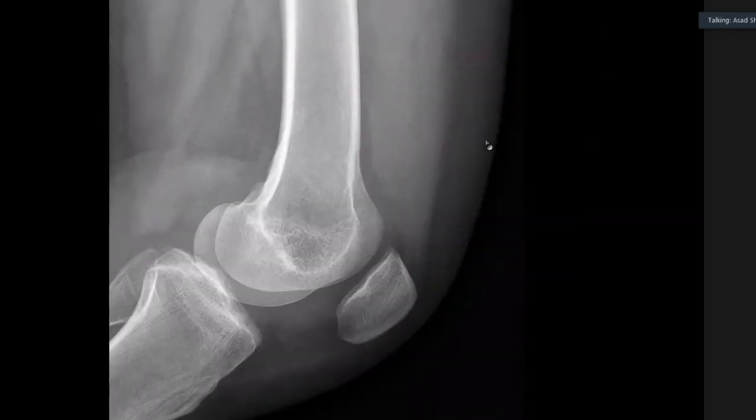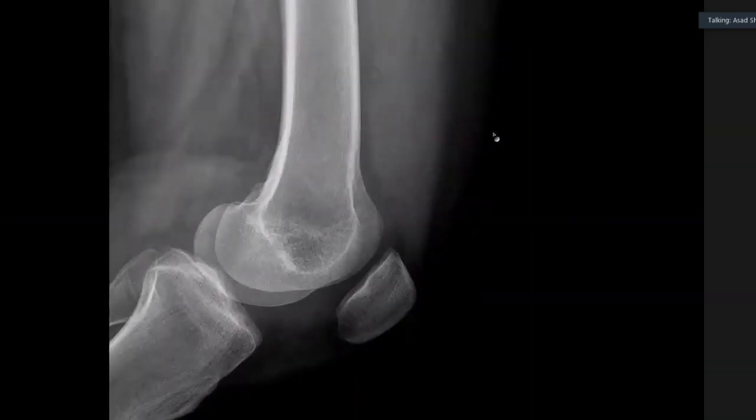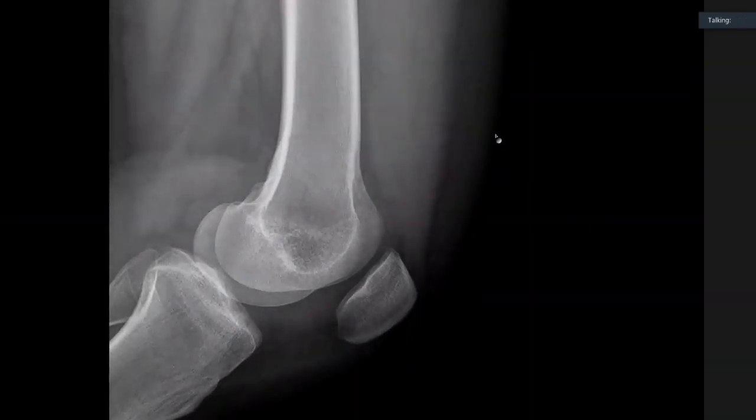So this is the lateral X-ray of the left knee. What does that tell you? There is a hypodense, radiolucent, irregularly defined area noted just posterior to the distal femur, with elevation of the fat pad. And the question is, is it an effusion?